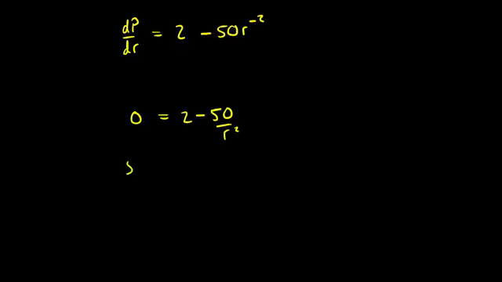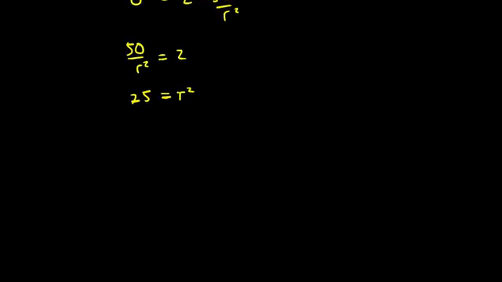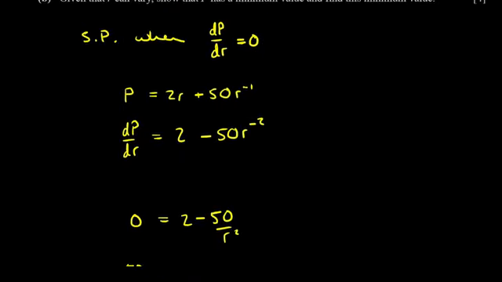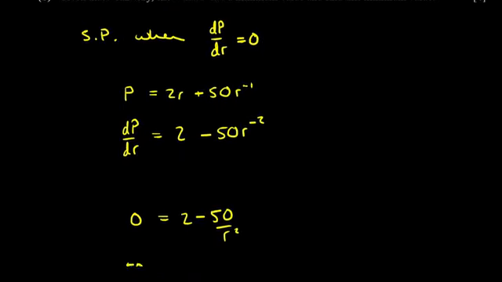If I rearrange this, I get 50 over r squared is equal to 2, so r squared, which means that 25 is equal to r squared, and that means that r is equal to 5. Okay, so r is equal to 5. We can exclude the possibility that r is equal to -5 because you can't have a negative radius. Okay. Now then, we want to find actually what the value of p for this is. So we need to substitute in.